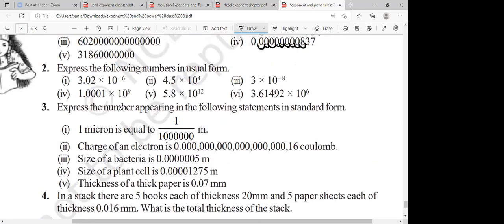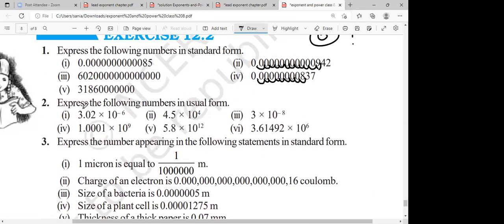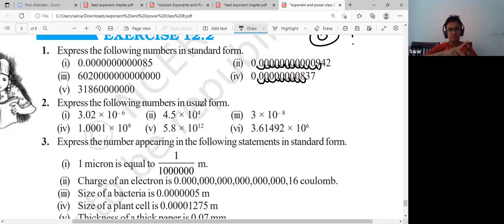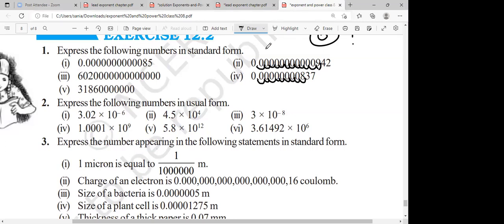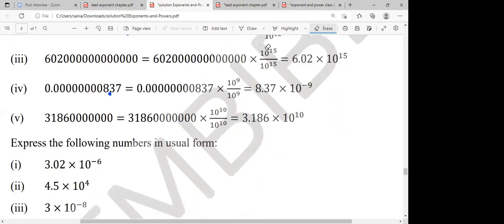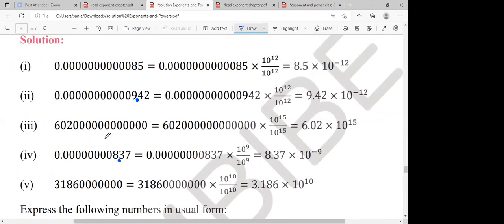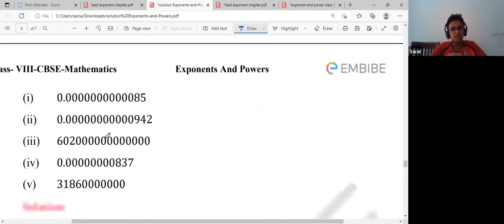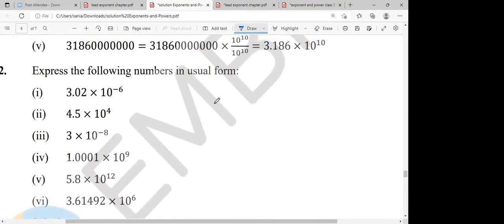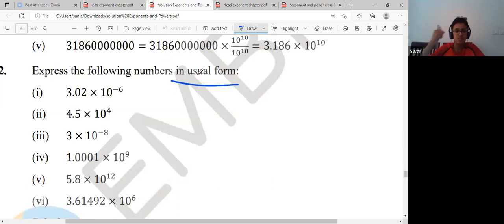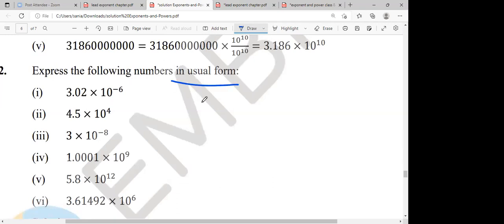So now, this second question: express the following numbers in usual form. Basically, this is the opposite thing. Over here, they have given you the standard form, and you have to convert it into usual form. Earlier you converted usual form to standard form, but now standard form is given and you have to convert it into usual form. So you can try it.